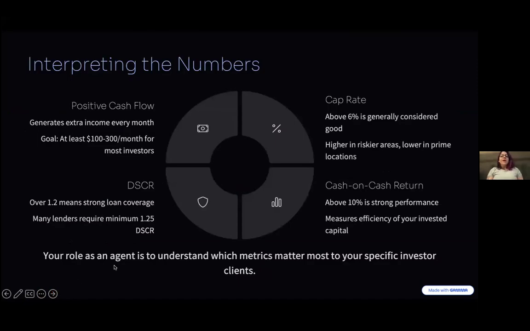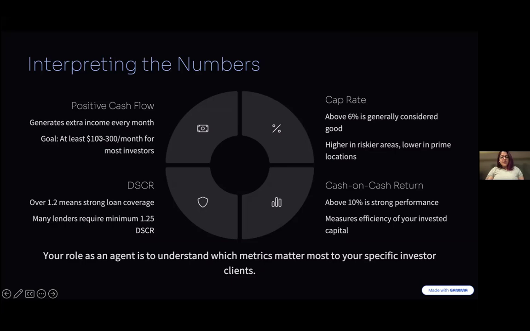All right, and I love this graphic. These are rules of thumb. These are general numbers when it comes to these different types of metrics. It's all very, I'll say, case by case specific. So take some of these just as a benchmark, but not as a hard and fast rule. These are not the numbers that every single investor is always going to want.